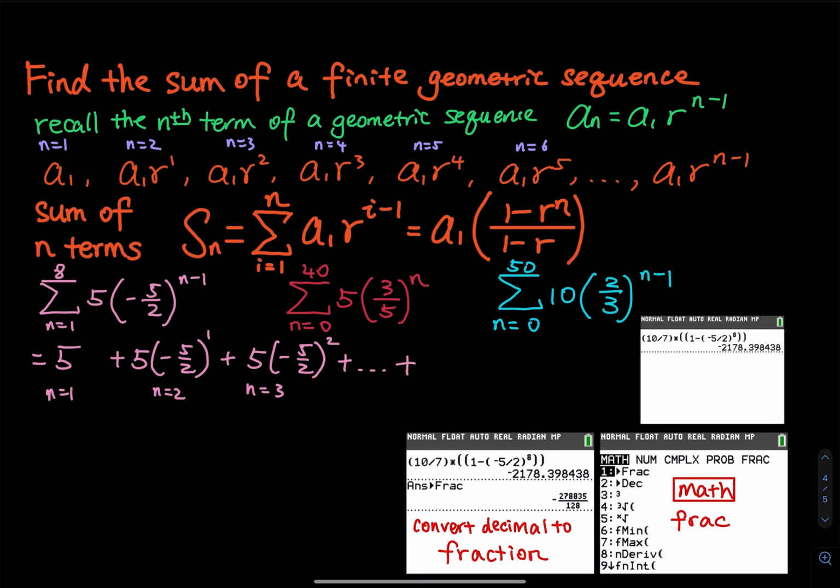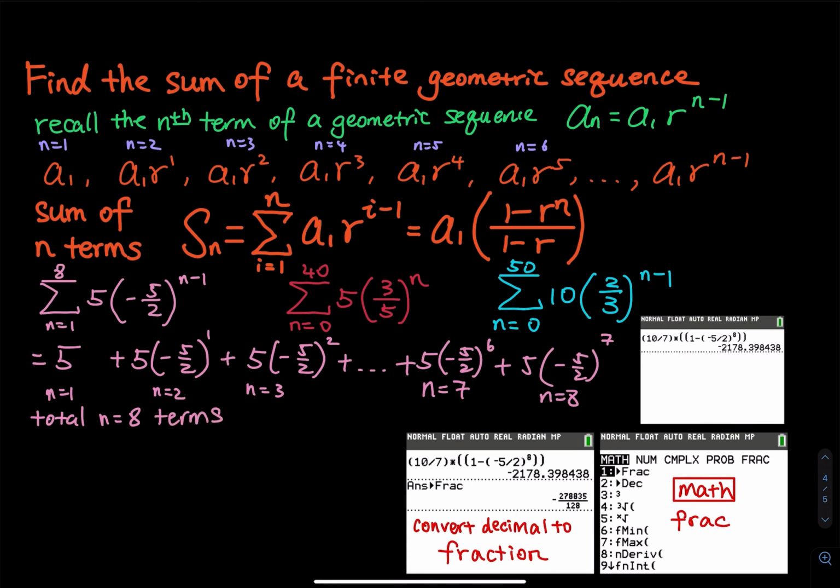And then we can go all the way to the 8th term, right? When n is equal to 7, 5, negative 5 over 2, 7 minus 1 is 6. When n equals 8, this is negative 5 over 2, 1 less than that is 7. So we go from 1 to n, and the total is n equals 8 terms.